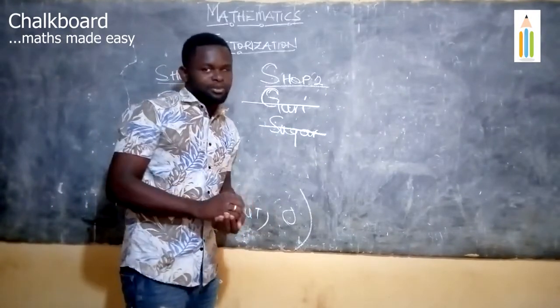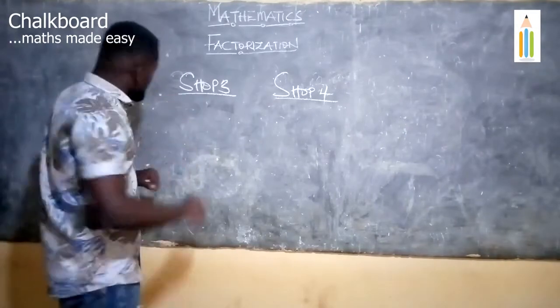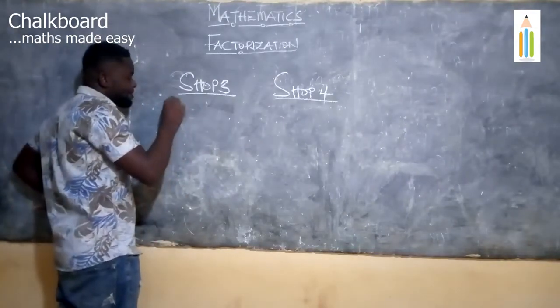Now let's take another example. I'll try the example. Now, shop 3. We have Milo.